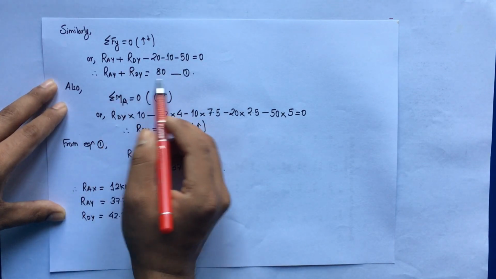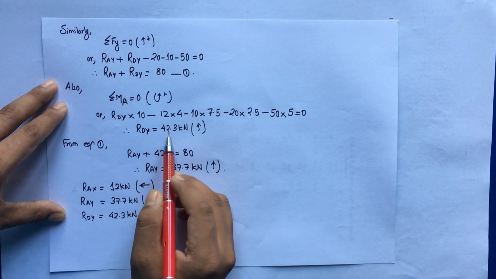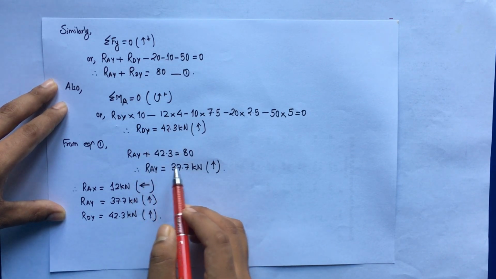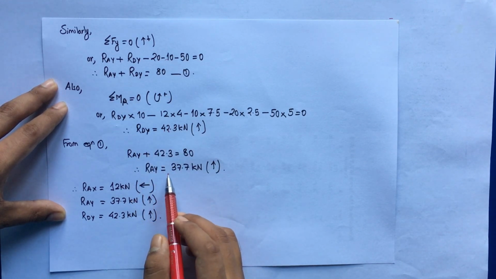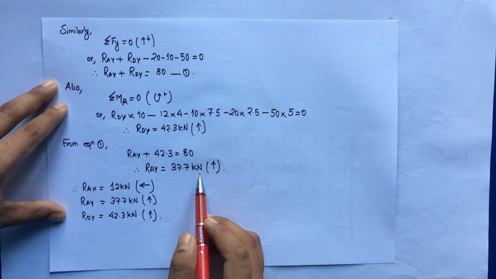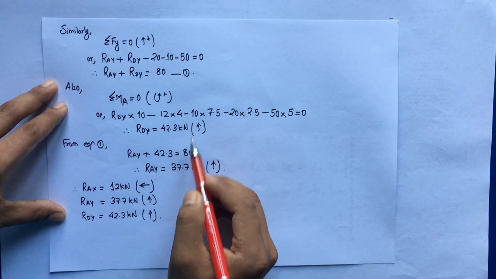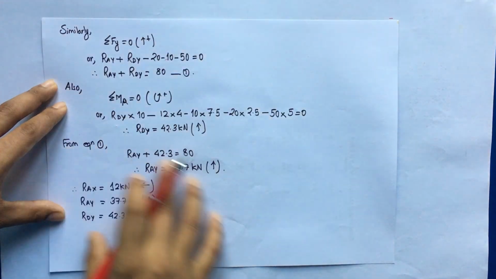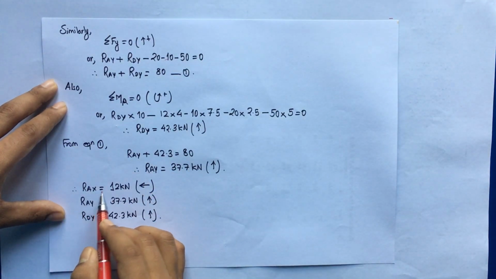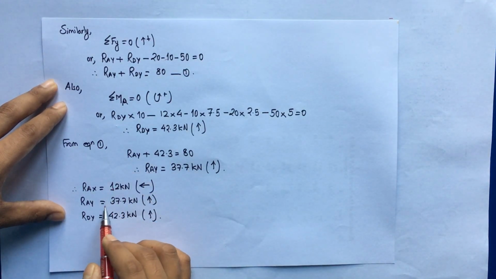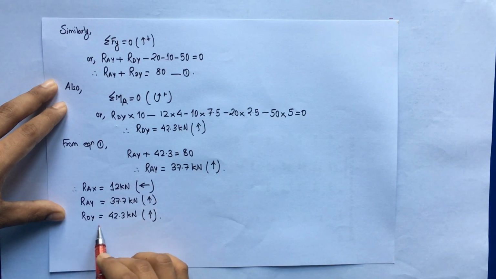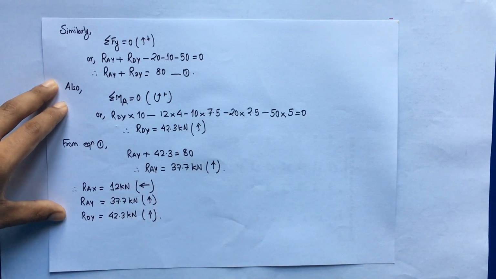Now coming back to this equation 1, put the value of RDY. So RAY plus 42.3 is equal to 80, and we get RAY as 37.7 kilonewton upward. So the direction assumed for the vertical forces was correct. So finally we got all the reactions: RAX as 12 kilonewton, RAY as 37.7 kilonewton, and RDY as 42.3 kilonewton.